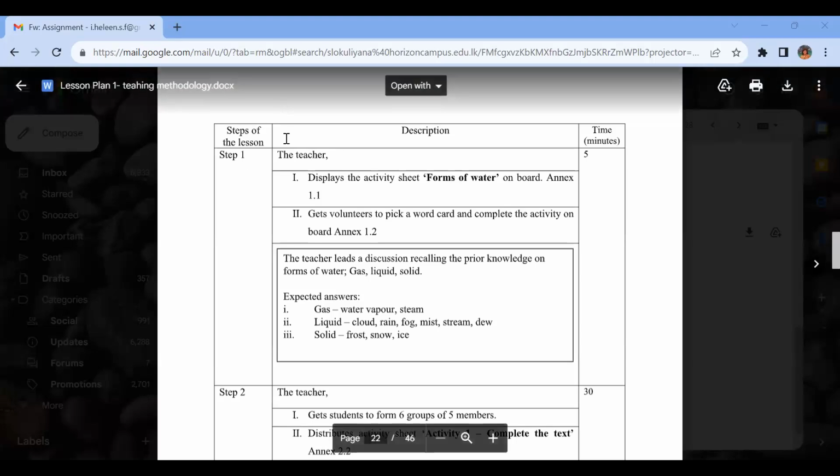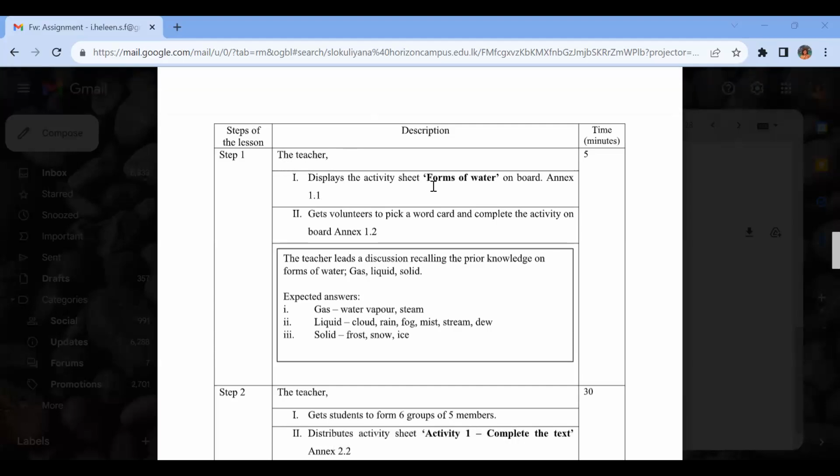Here she has put it in this way. The teacher displays the activity sheet, forms of water, on the board. Now today our lesson is about the process of the water cycle. But she starts with their prior knowledge. What is the prior knowledge about? Forms of water. Yeah, that is previously learned. So the teacher displays an activity sheet, forms of water, on the blackboard or whiteboard.